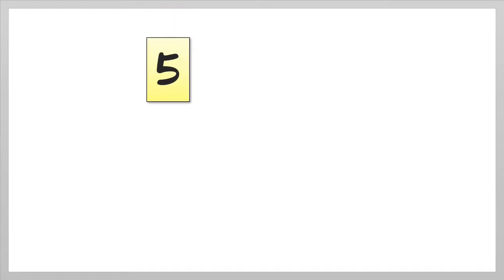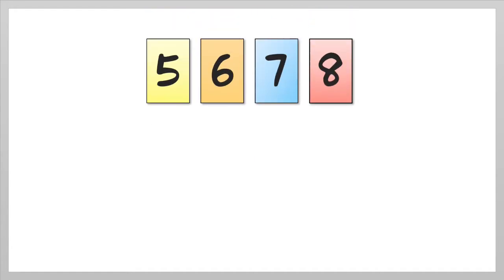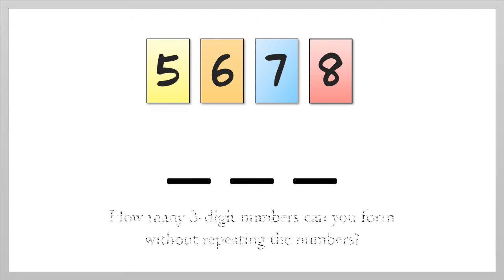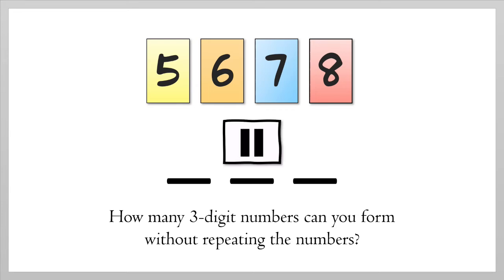Now we're going to learn about permutation. Let's look at an example of permutation. Let's say you are given 4 number cards printed 5, 6, 7, and 8. Then you need to form a 3-digit number using these cards. How many 3-digit numbers can you form without repeating the numbers? Pause the video and try it out before I show you the answer.